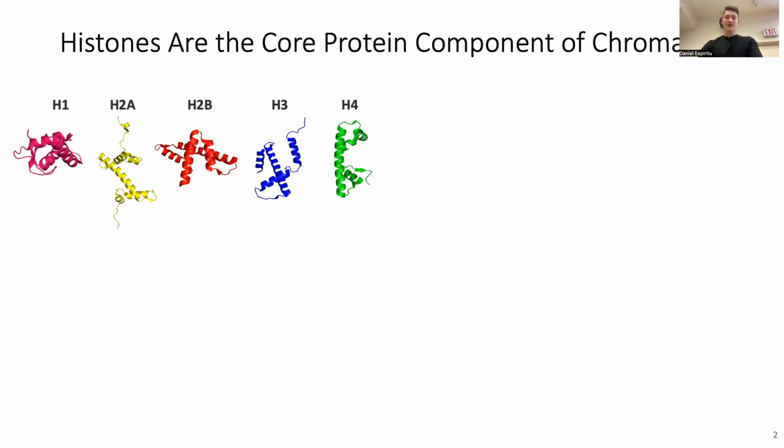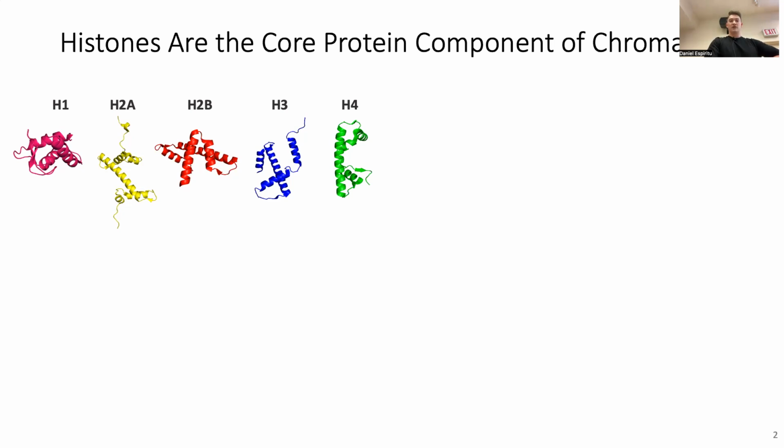So histones are a group of intranuclear proteins, and they represent the main protein component of chromatin. And they can be divided into 5 different histone types, including H1, H2A, H2B, H3, and H4. And while all these different histone types are distinct, generally they have the same tertiary structure with an N-terminal tail and a core domain that's comprised of 3 alpha helices.